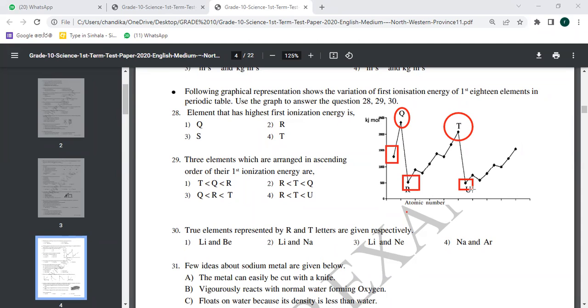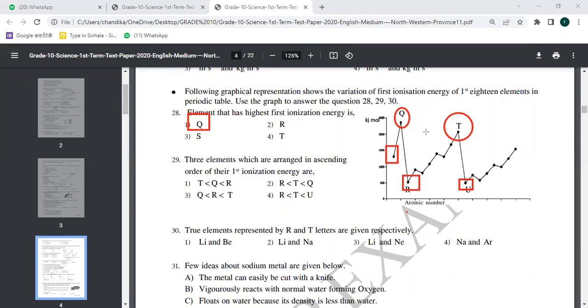They are lowest in group number 1. Then the element that has the highest first ionization energy is, what is the answer? First one. Q. First one, yeah, correct. Answer Q.